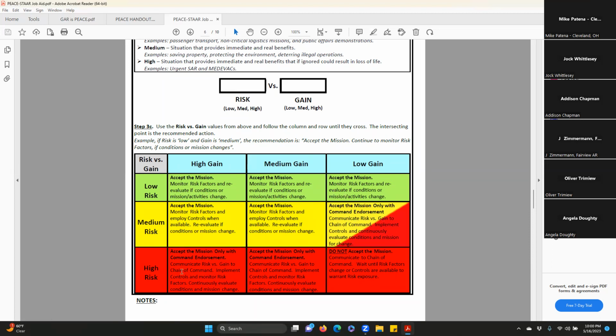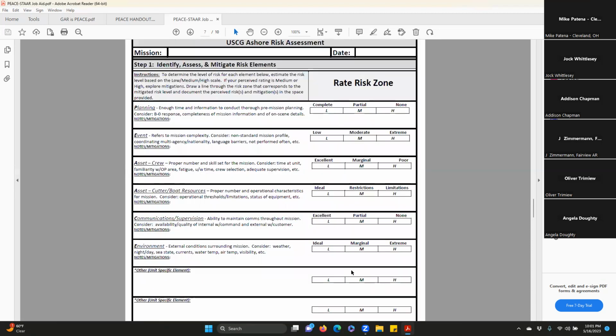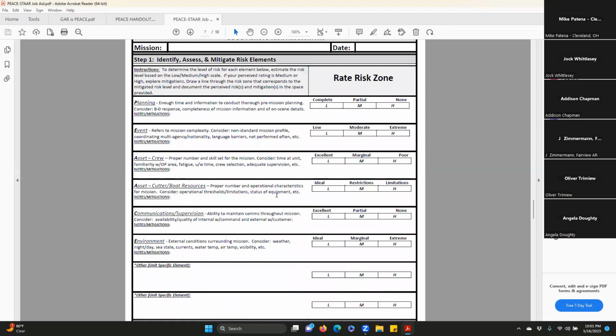Down here, high risk, you'll notice it's all red. The only time you're going to accept it is if you have a command endorsement, and if there's high gain or medium gain. Most of the time, we're still not going to get these missions, but they're there. You can. Over here, low gain with high risk, forget it. You're not getting underway. It's not happening. It's too risky. It's not worth the risk that you're going to have to take. And it has one for each different thing we do.